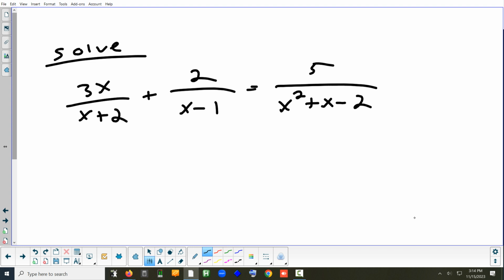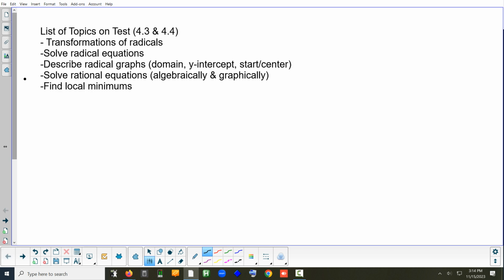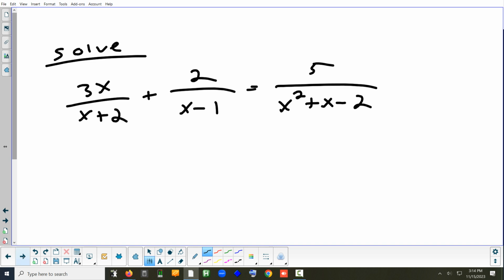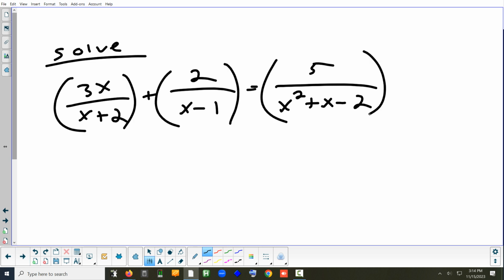Okay, so the next one is solving a rational equation. So that's that topic. And it's one that is doable algebraically. So what we want to do is get rid of all our denominators. So we're going to multiply all 3 of these by the least common denominator.